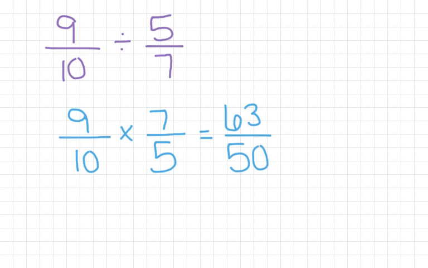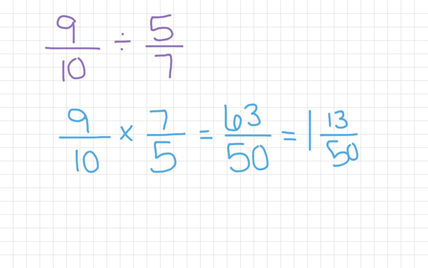I can see that that is an improper fraction, so I want to look at how many times does 50 go into 63? And I know it can only go in there once. 1 times 50 is 50, so that would leave me 13 left over to get to 63 over 50.